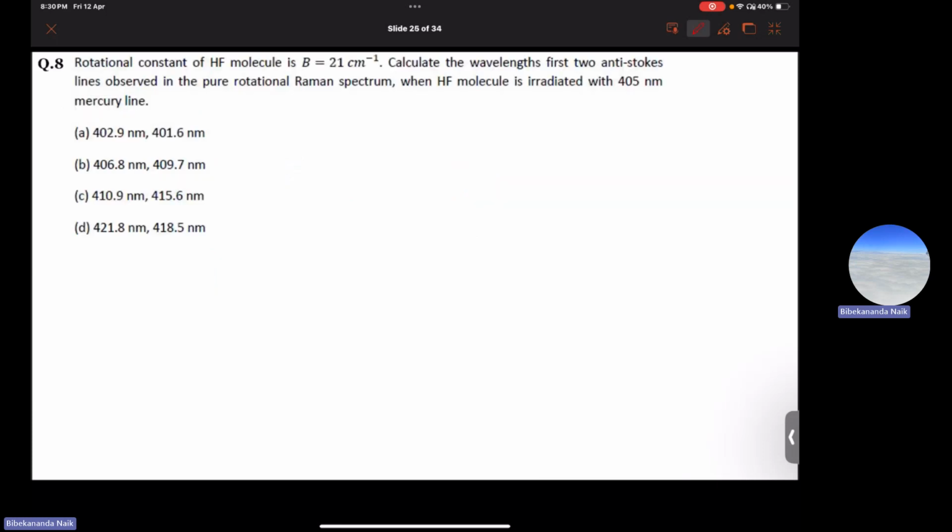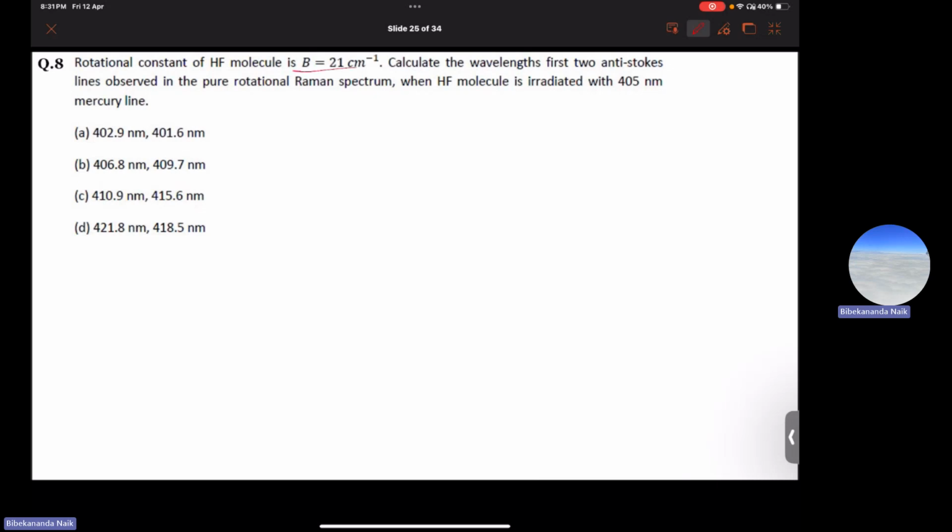Now coming to the eighth question. The question says the rotational constant of the HF molecule is B, which is 21 centimeter inverse. Calculate the wavelengths of the first two anti-Stokes lines observed in the pure rotational Raman spectrum when the HF molecule is irradiated with the 405 nanometer mercury line. The options are option A 402.9, 401.6, option B 406.8, 409.7, option C 410.9, 415.6, option D 421.8 and 418.5. So these are the four options.